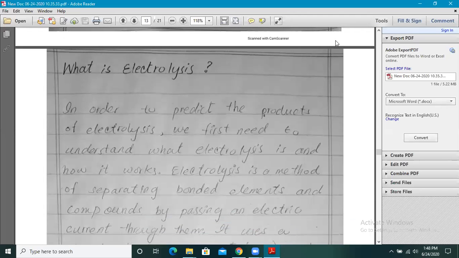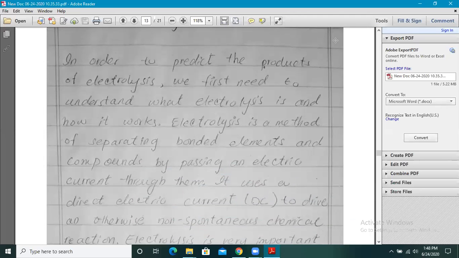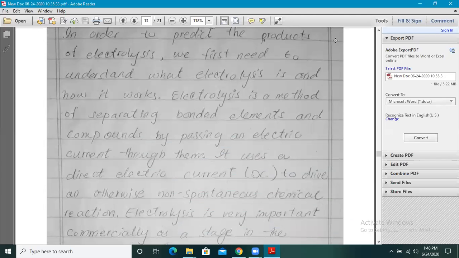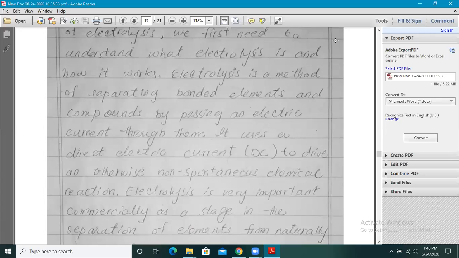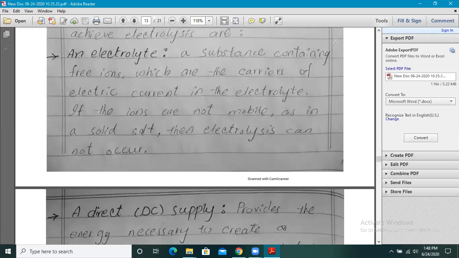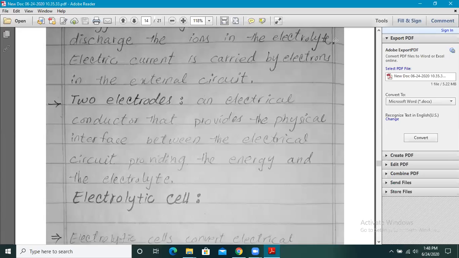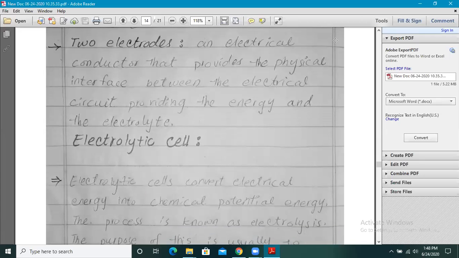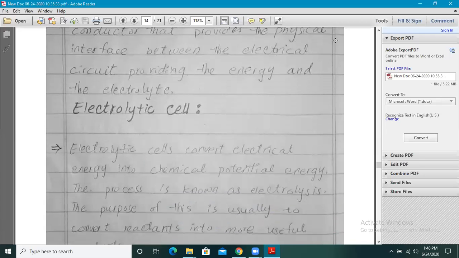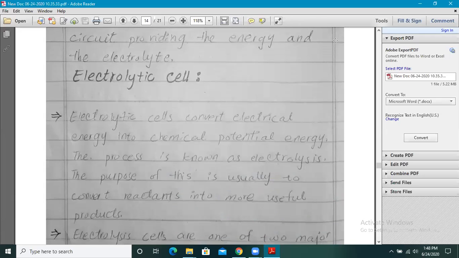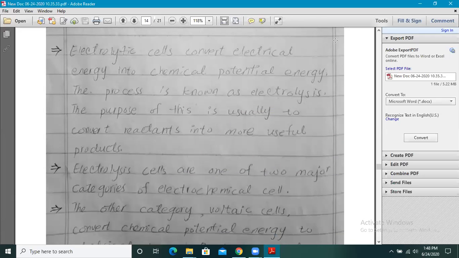Next, we have electrolysis. In order to predict the product of electrolysis, we first need to understand what electrolysis is. Electrolysis is a method of separating bonded elements and compounds by passing an electric current through them. It uses a direct electric current, which we can also call DC current, and it needs an electrolyte, a DC supply, two electrodes, and electrolytic cells. It is a cell that converts electrical energy into chemical potential energy, and this is known as electrolysis.